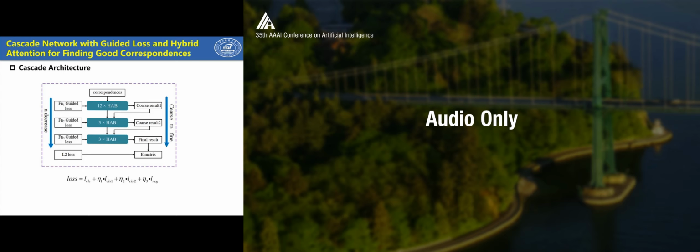Since the proposed guided rules can flexibly control the balance between precision and recall by using different schedules, we can naturally build a cascade network by guided rules to progressively refine the performance. Specifically, as shown in this figure, we first use 12 layers of hybrid attention blocks as the feature extraction model to extract the feature for each correspondence.